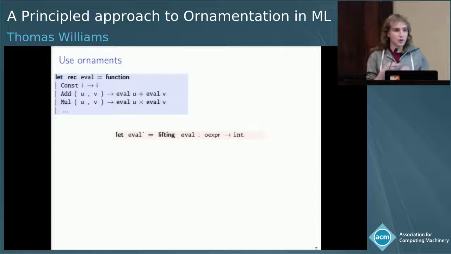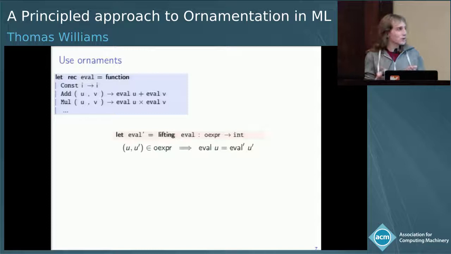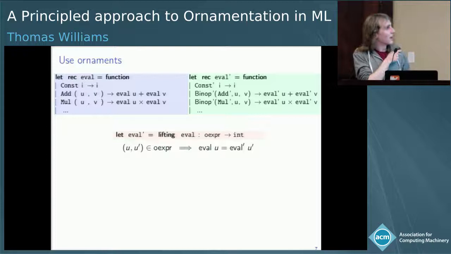So what does this mean? This means that if U and U prime are related by our relation OEXP, we want the evaluation of eval U to be the same as the evaluation of U prime. And so our tool will generate exactly this code without any further effort. So it looks like what we would have written manually.